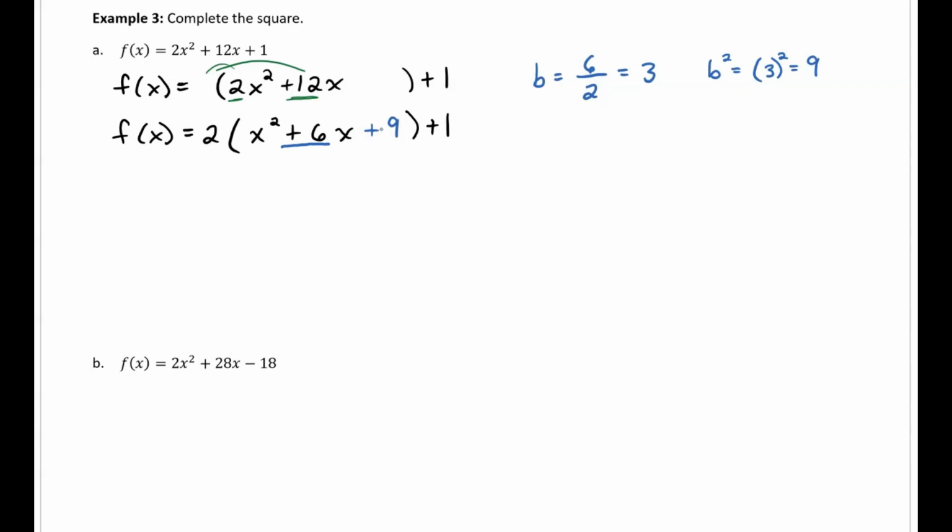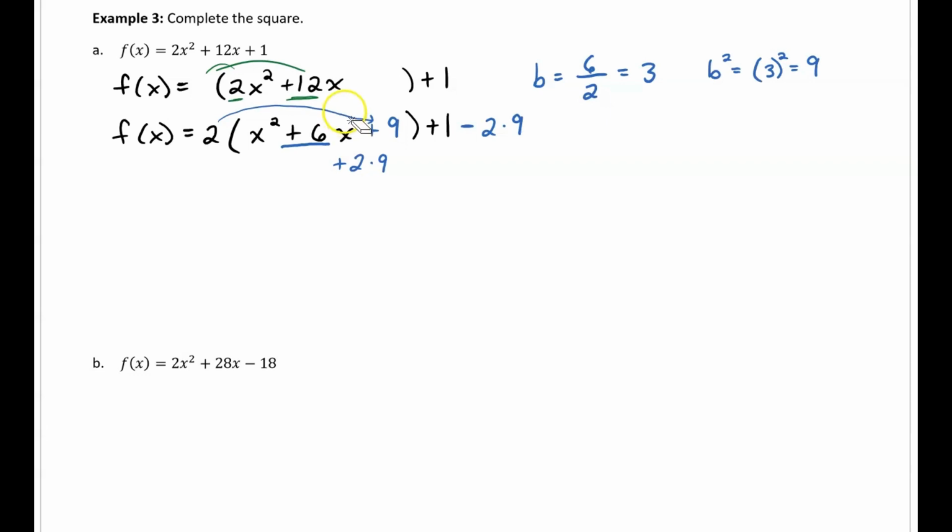So the magic number I need to add to make this work is a 9. But I have to compensate for it. I have to make sure that I'm not changing the function. So notice I don't have a negative, but I do have that 2 in front. So in reality, when I say I'm adding 9, I'm actually adding 2 times 9, because that 2 would be applied to that 9 as well. So if I'm adding 2 times 9 on this part of my function, to make up for it, I need to subtract 2 times 9.